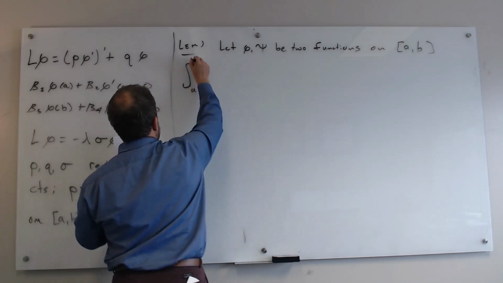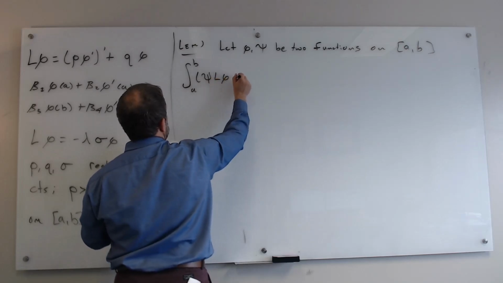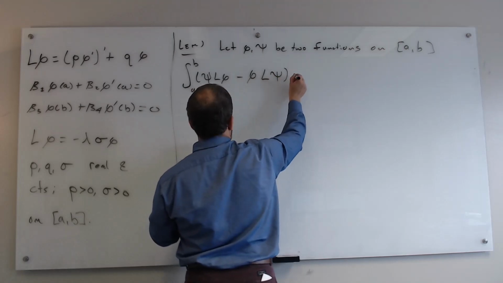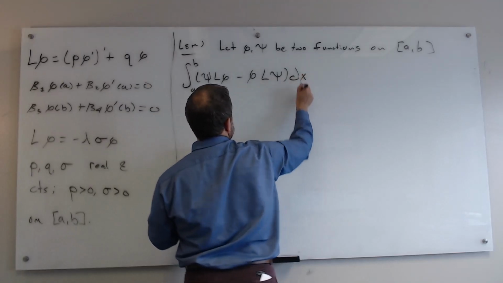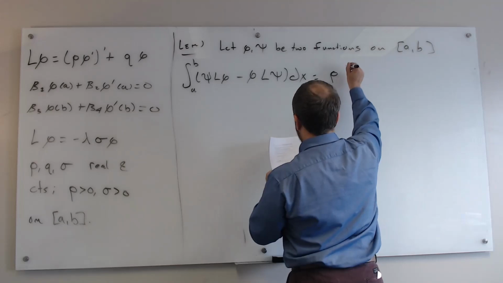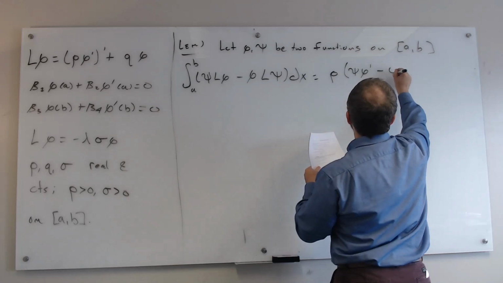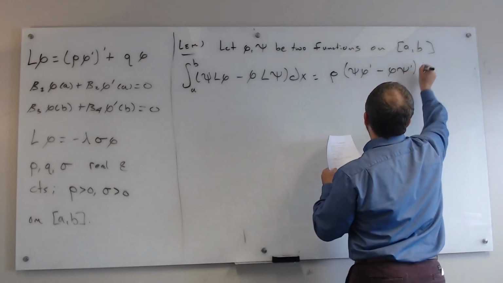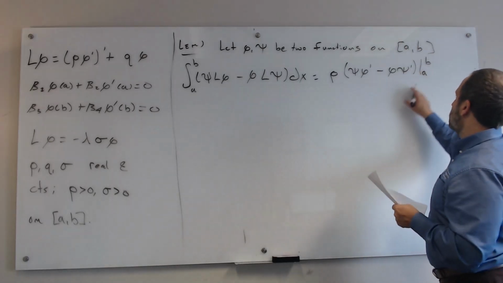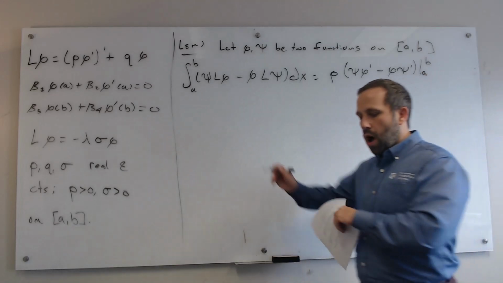The integral from a to b of psi times L applied to phi minus phi times L applied to psi, and all of this is integrated with respect to dx, is equal to p times (psi phi prime minus phi psi prime), evaluated from x equals a to x equals b. So you would evaluate this at b, evaluate it at a, and subtract them. They're both going to have to be there. Okay, so why is this true?